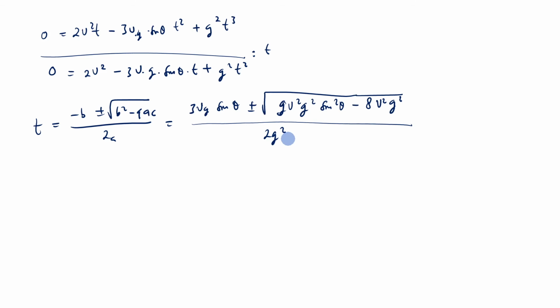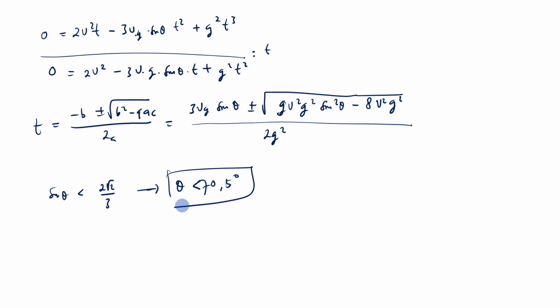And the solution does not exist for t if the discriminant is less than 0. That is, if sin theta is less than 2 square root of 2 divided by 3. Okay, sin theta less than 2 square root of 2 divided by 3. So that theta is less than 70.5 degrees. Okay, so if theta is less than or equal to 70.5 degrees, then L never decreases during the flight. Okay.